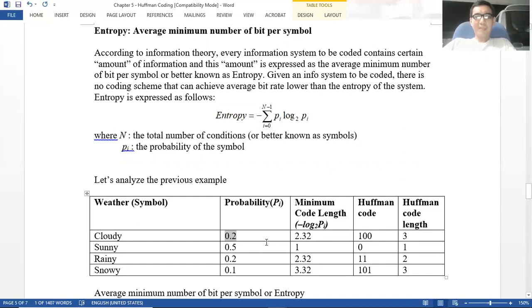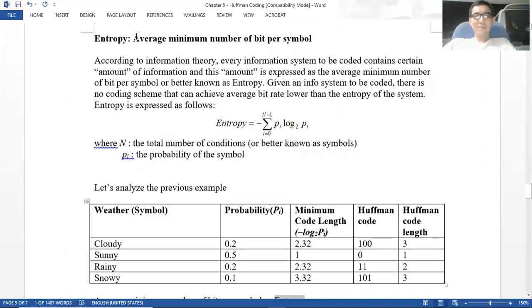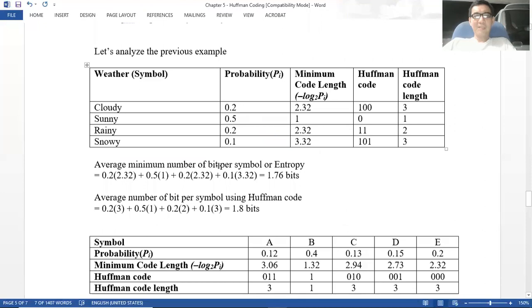So you get the average minimum number of bits per symbol. For example, in this case, if you try to calculate the entropy, the average minimum number of bits, you take 0.2, multiply with the minimum code length for this symbol, 2.32, and then you add this one, which is sunny, the probability 0.5, multiplied with the minimum code length 1, and so on, and you get 1.76. So this is what we call the entropy: the average minimum number of bits per symbol for one information system.